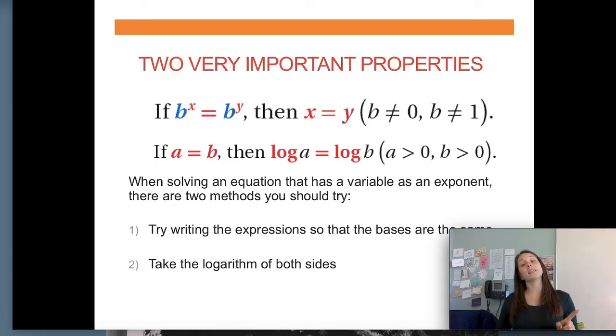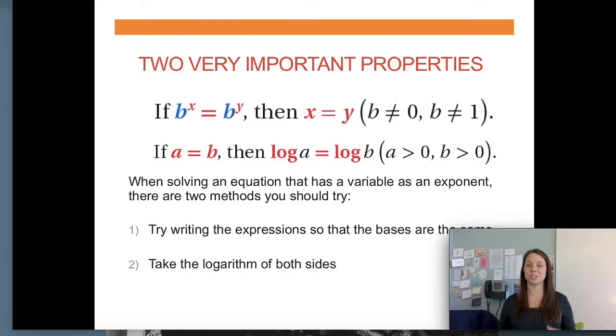The first is that if your base of the exponents is the same, you can drop the base out and set just the exponents equal to each other. The second is if you have some number equals another, you can take the logarithm of both sides. Remember, logarithm is an operation. So very similar to if I have an equation and I multiply both sides by 3 to keep it equal, I can do the exact same thing with logarithms.